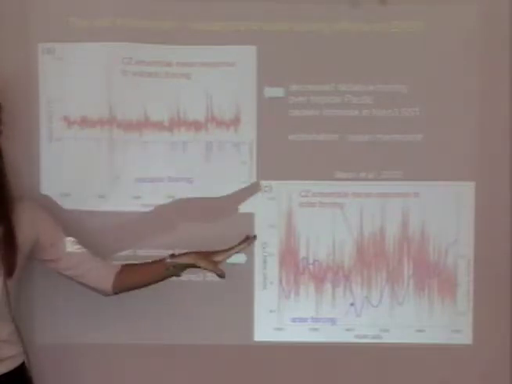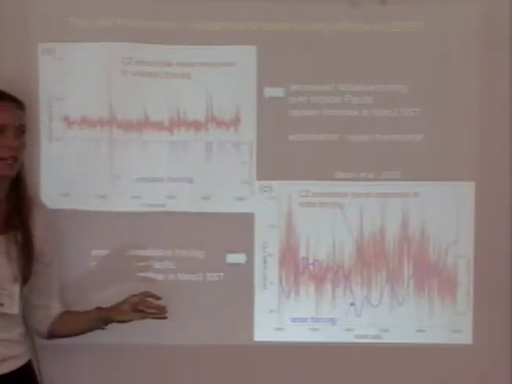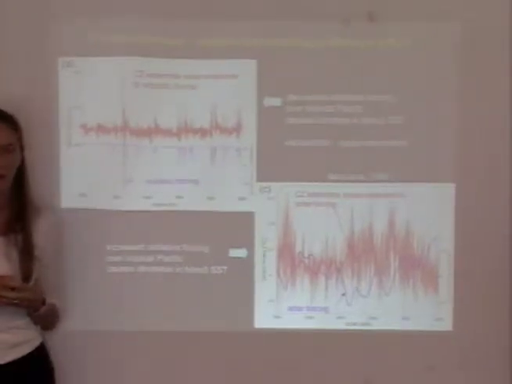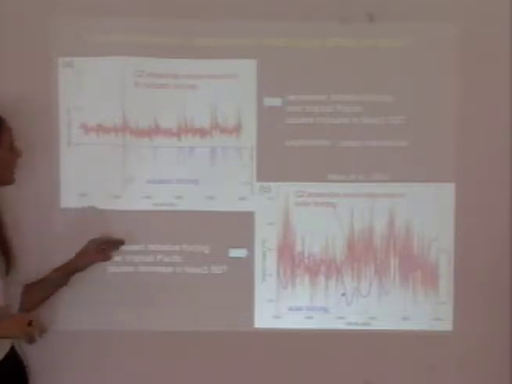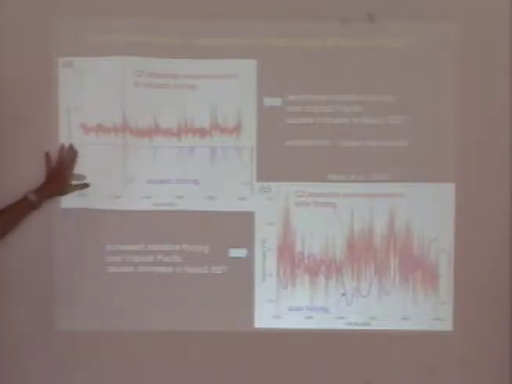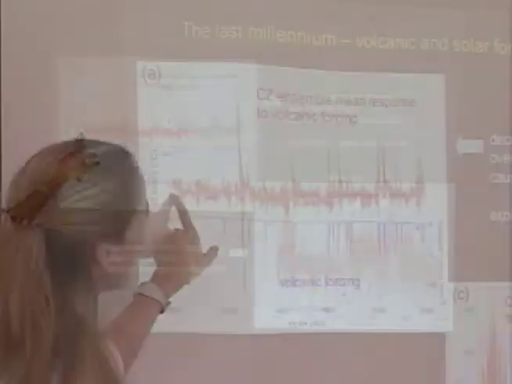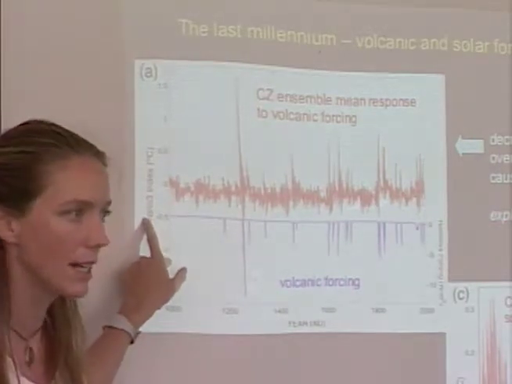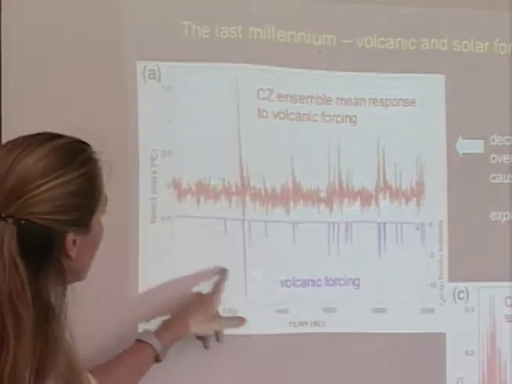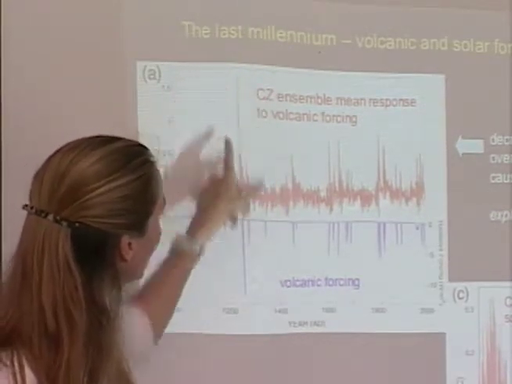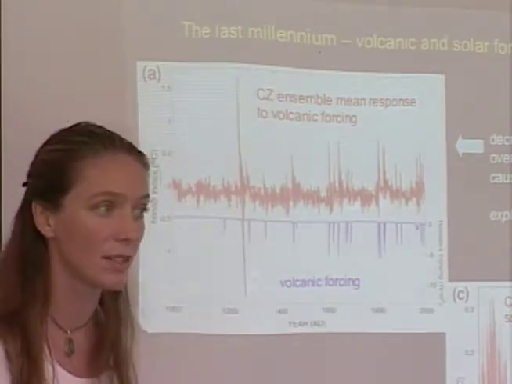So this is no proxy data right now, simply looking at forcing the Kane-Zebiak model with the solar and volcanic radiative forcing of the last millennium, and what happens in that model. Here you have the volcanic forcing in blue over the last millennium, and the response, the Kane-Zebiak ensemble mean response to volcanic forcing, the Nino 3 index of that model.